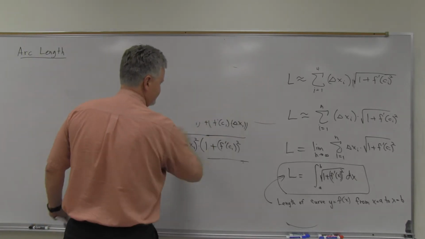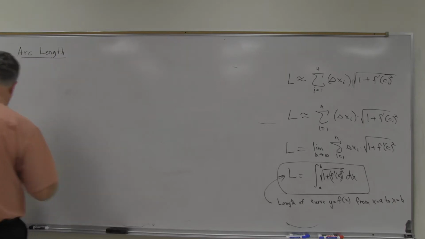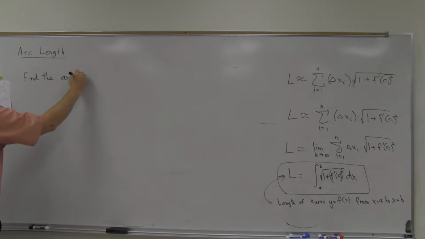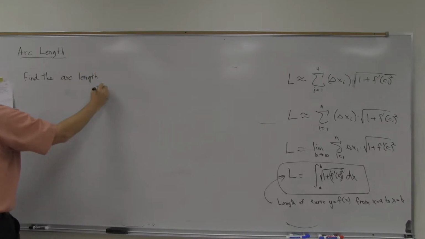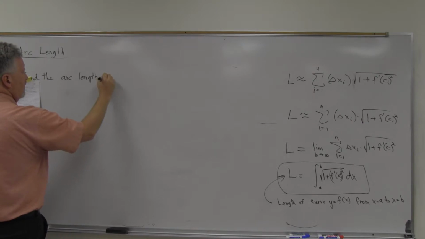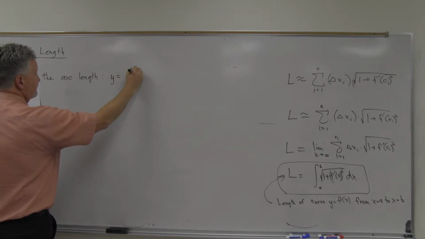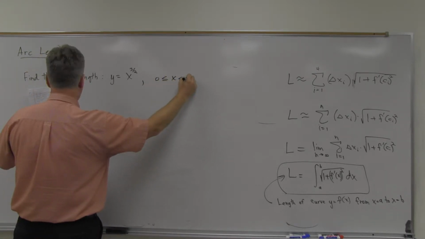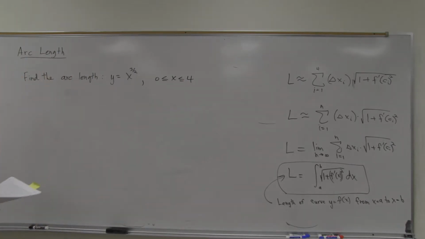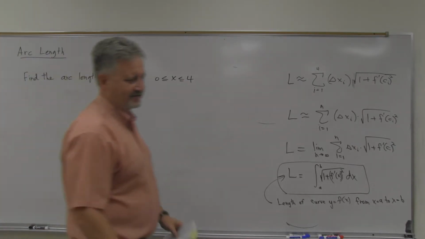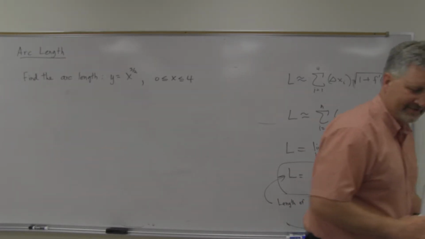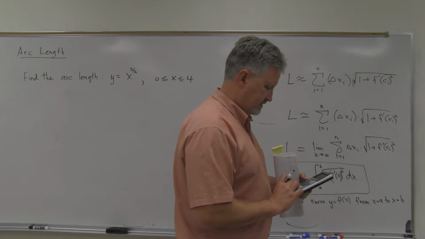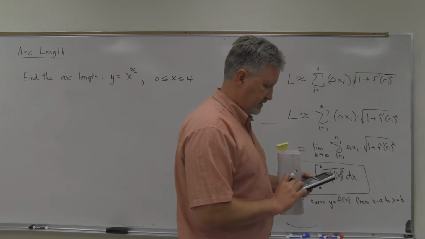All right, so let's do it. Let's find the arc length for y equals x to the 3/2, and we'll run x from 0 to 4. I'm not sure what that curve looks like. It's the square root of x cubed. That's not too bad then. x to the 3/2.